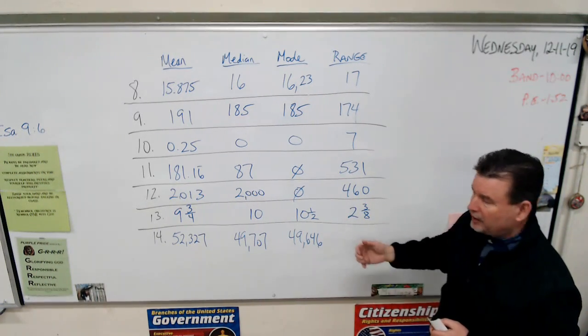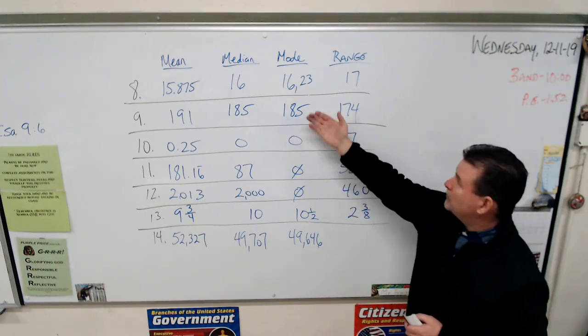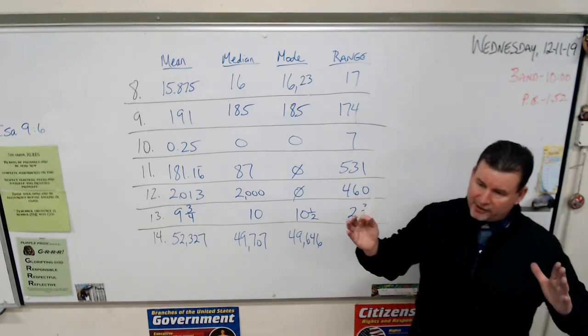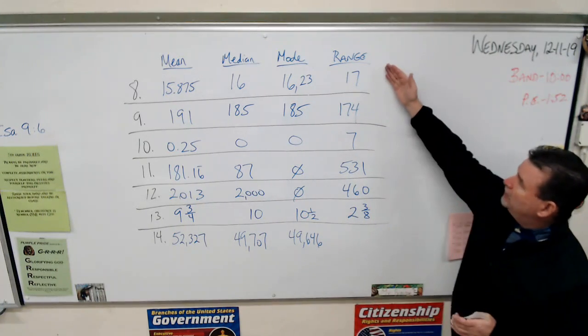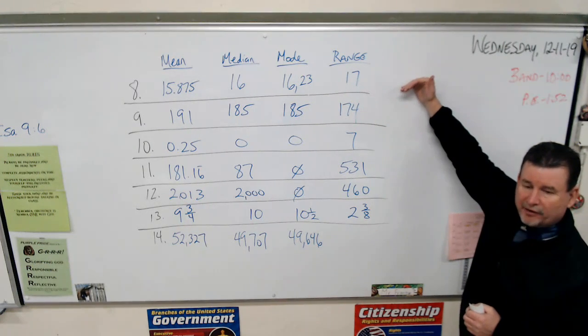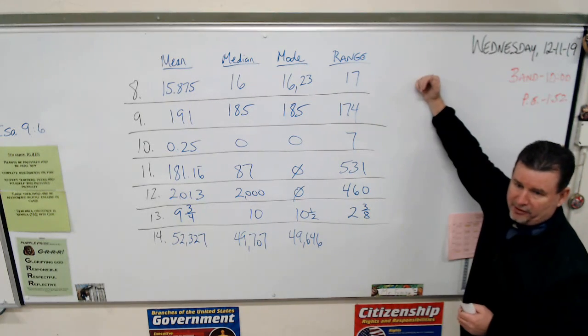Everybody staying with me here? So sometimes there's no mode, sometimes there's more than one mode. And the last thing you had to learn was when you get a set of information, find the range from the least to the greatest. How do you find the range? You subtract the least from the greatest.